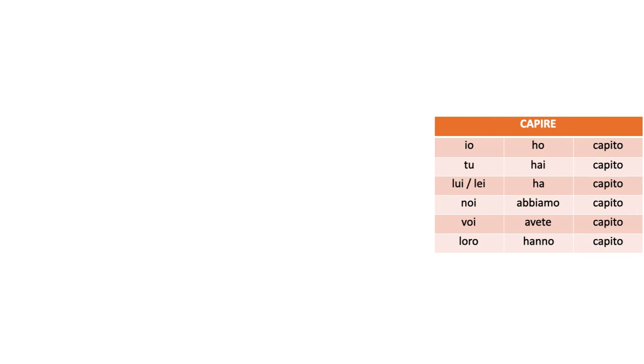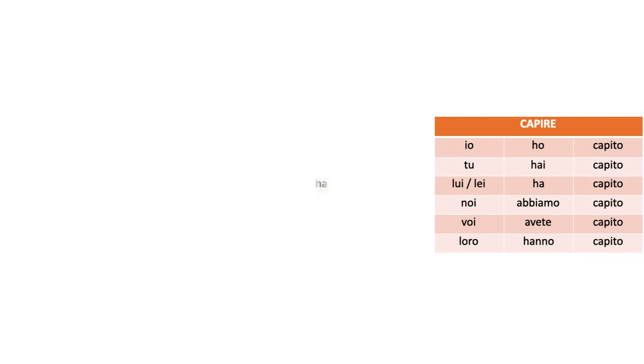Now, what does this mean? This is the past, right? So if you say io ho capito, that means I understood, right? It means that it happened in the past. If you say voi avete capito, it means you guys have understood, or you guys understood, okay? Lui ha capito, he understood. Lei ha capito, she understood. Noi abbiamo capito, we understood, right?